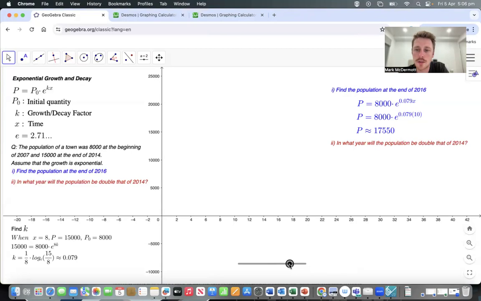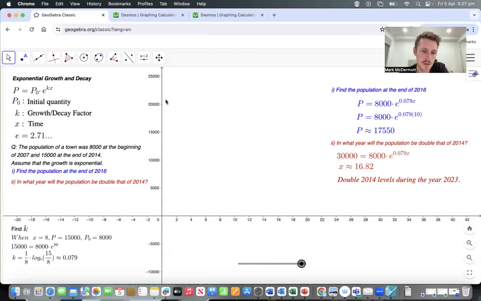So in what year will the population be double that of 2014? Well, in 2014, the population was 15,000. So we need to know when the population is 30,000. So we're going to let the left-hand side equal 30,000 and set that equal to our function, 8,000 times e to the 0.079x. Put that in your calculator, you get 16.82. So in the middle of the 16th year, you'll get a population of 30,000. I'll let you work it out, but it's during the year 2023 in this case.